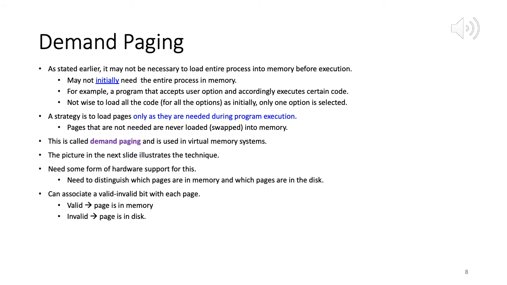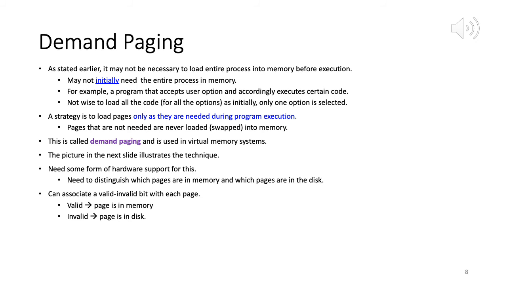We create an entry in the page table saying that for this virtual address, this is the physical address, right? And now the page is loaded into memory and the entry is there in the page table. So this is how we bring pages into main memory. So what we are saying is it may not be necessary to load an entire process into memory before execution. We may not initially need the entire process in memory. For example, a program that accepts user options and accordingly executes certain code. So it is not wise to load all the code for all the options, as initially only one option is selected, right?